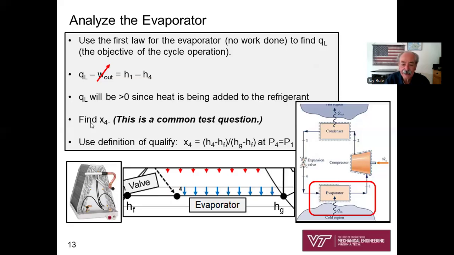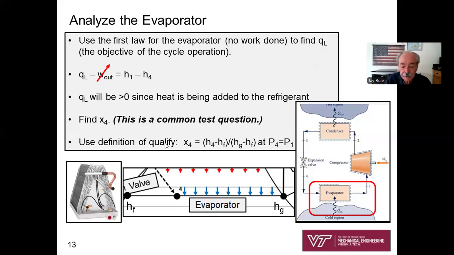Now, find X4. That's part D that I've assigned. I've assigned that because this is a common test question that often doesn't appear in homeworks. So I want you to be heads up. Get good at this. This can save your bacon when you're taking a test.